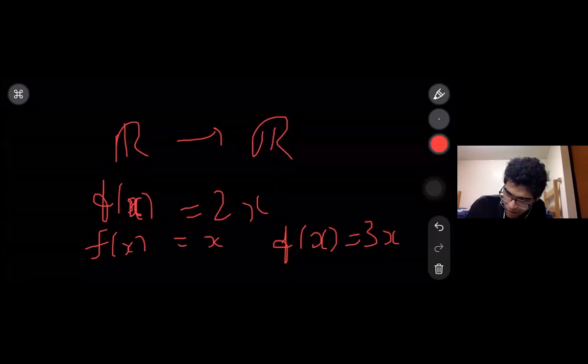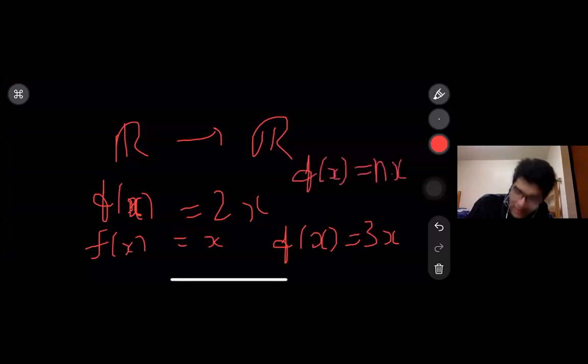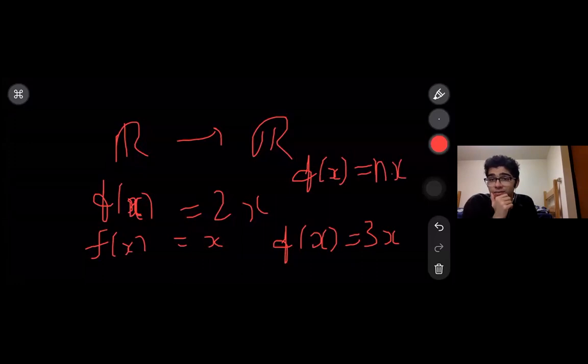So can we generalize now and say that f of x equals nx is a bijection for any value of n where n is a real number, or no? What are the numbers that this n can be which will allow me to have a bijection? We see that if n is 2, we have a bijection. If n is 1, if n is 3. If n is 0, then is it a bijection? If I say f of x equals 0 times x, would that be a bijection?